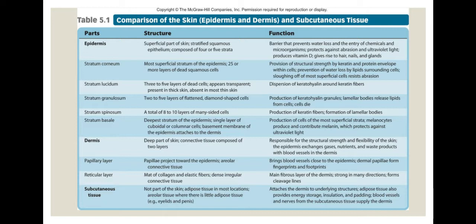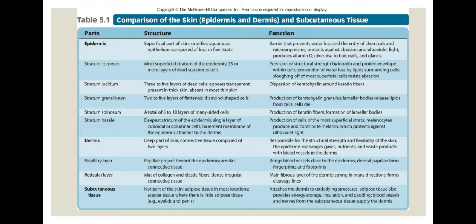Then we've got the stratum spinosum. It gets its name from the meaning of like spiny layer. And it's called that because we have a lot of desmosomes, those junctions to hold cells together. And we also have Langerhans cells there, which are immune cells, and they're kind of spiky looking. So you can think of that spinosum as like spiny or spiky.